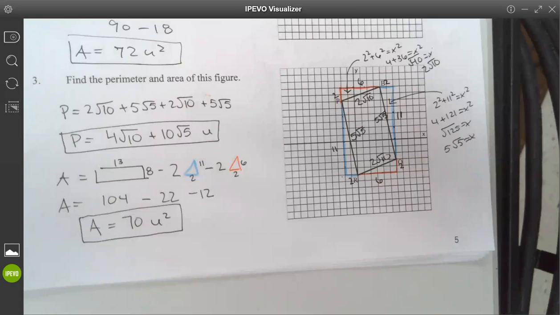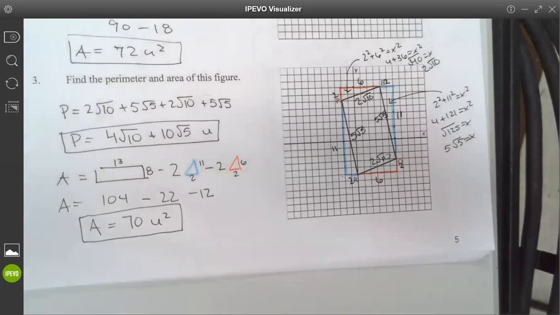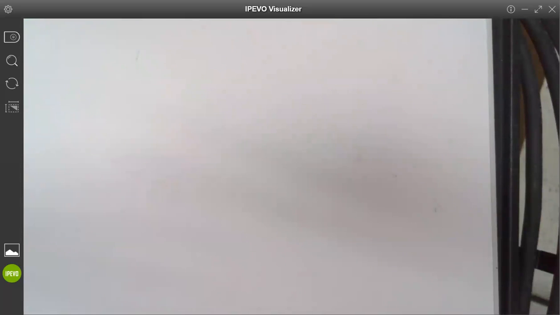Okay. I want to make sure you have some time to continue to practice this. So let's look at 4 and 5. This will be scanned in later if you need to go back to any of the first 3. Now 4 is pretty much the same as what we've been doing.